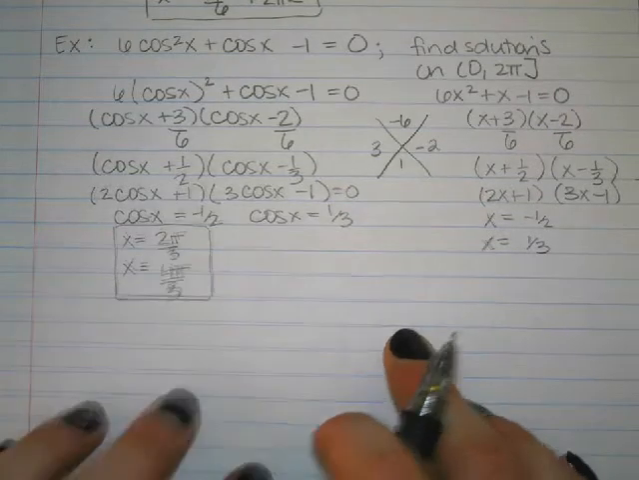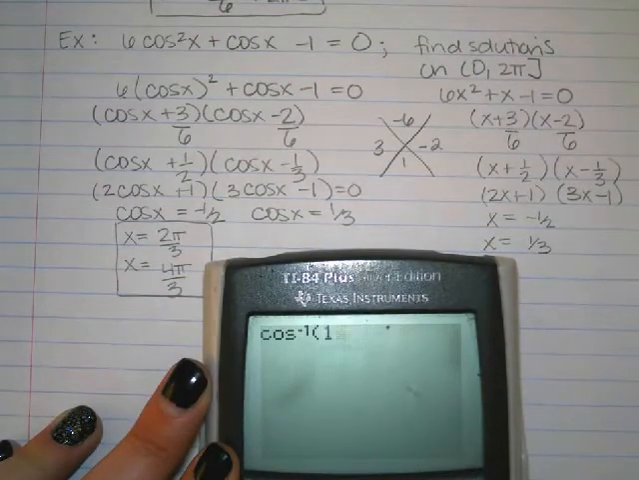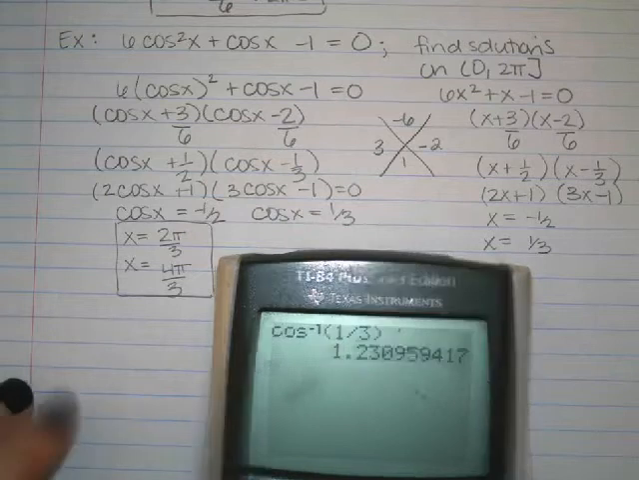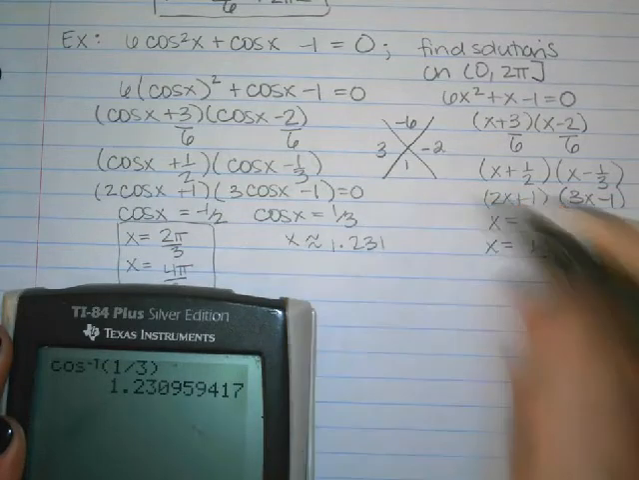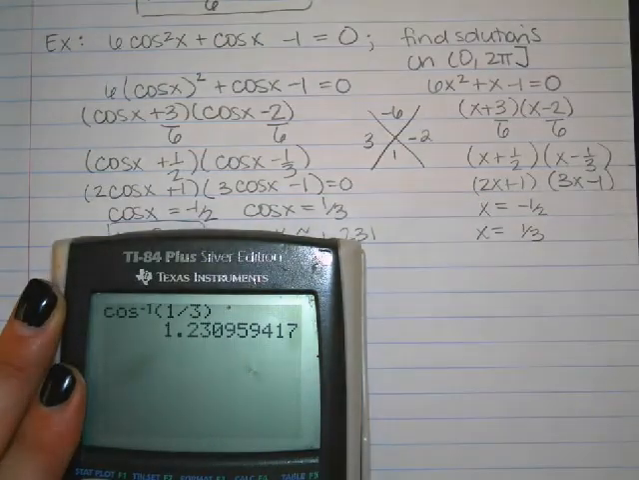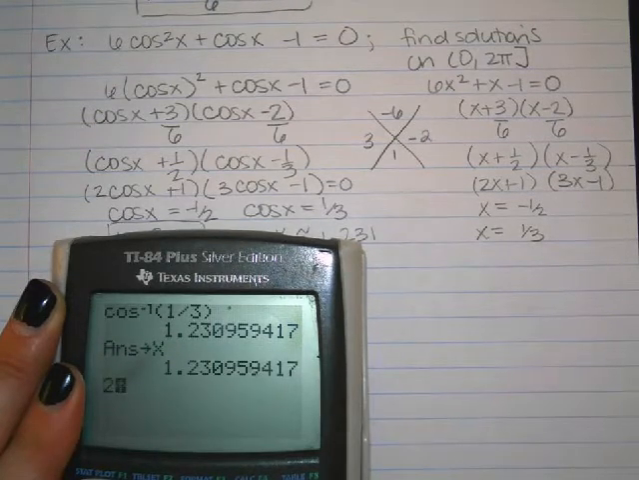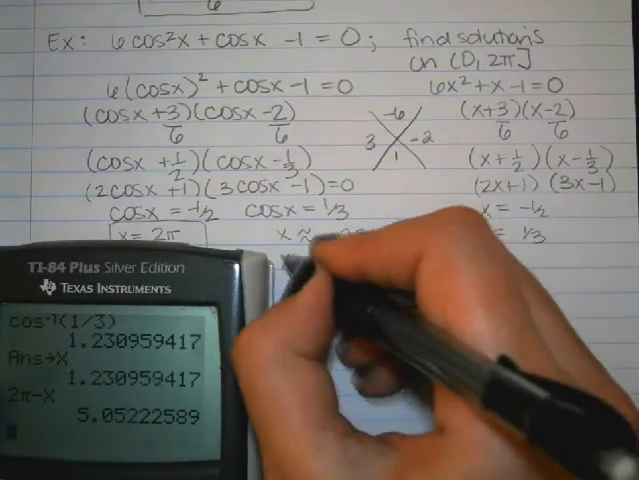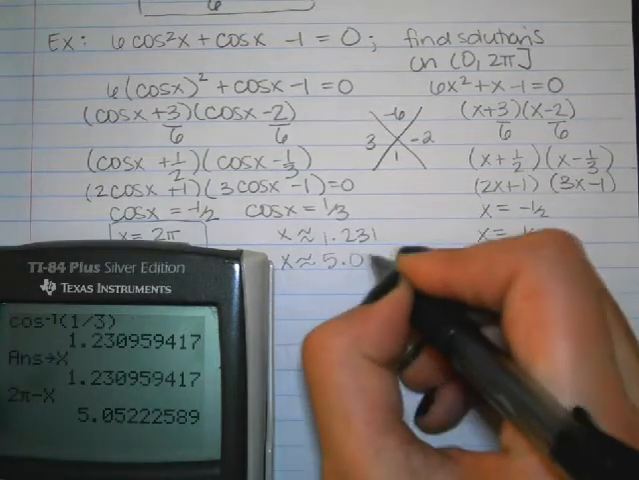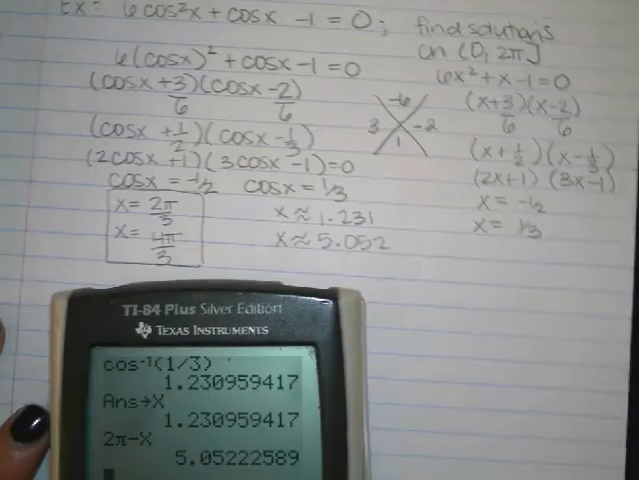Nope, we use our calculator. So now I'm going to do cos inverse of 1/3, and there's my first answer. And then how do I find my second answer? 2 pi minus. Store that as x. Third. And then I'm going to do 2 pi minus x. So the second answer is 5.052. Okay.